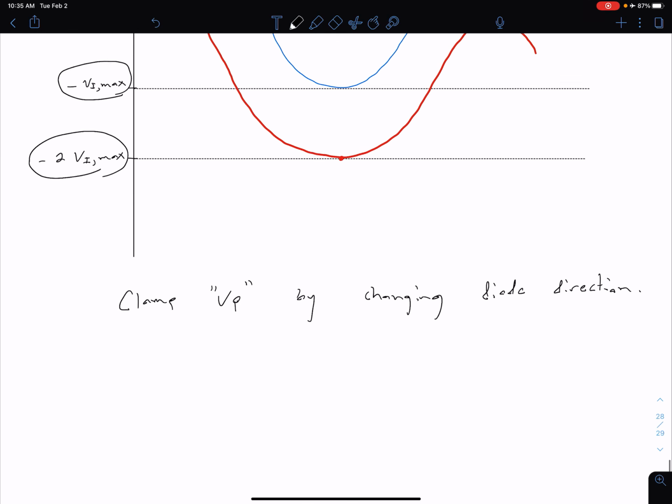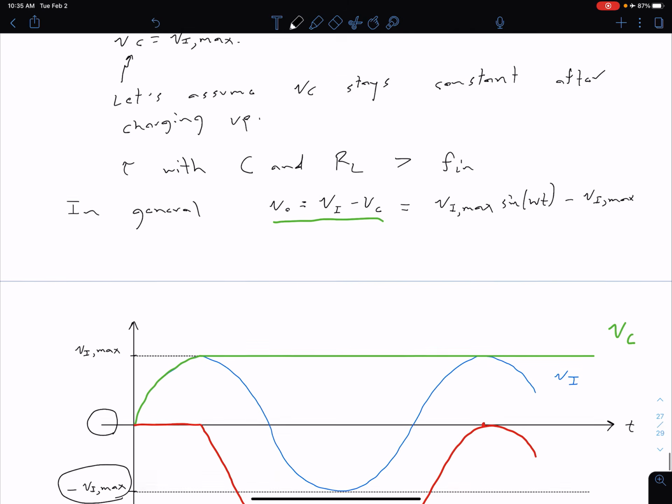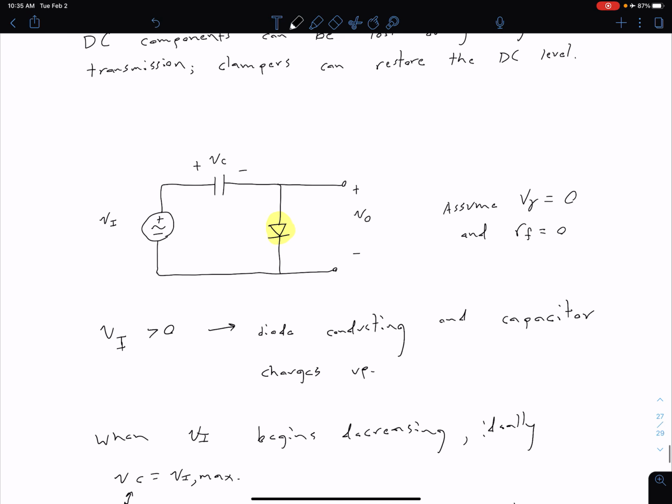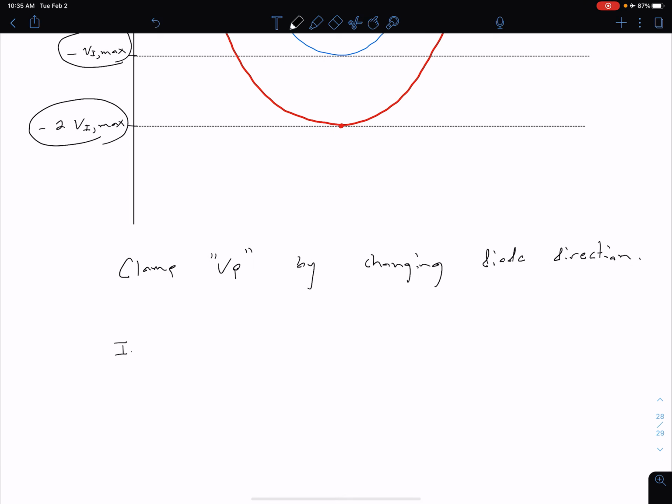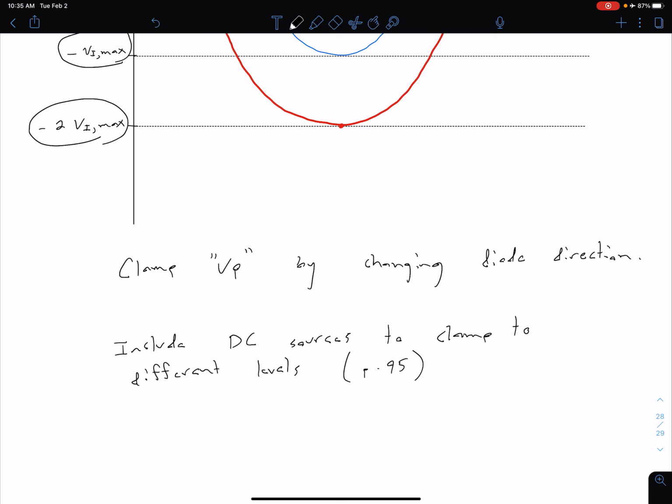And then one other thing that we can do is we can also include DC sources in the circuit to clamp to different levels. If you want to see an example of that, you can look on page 95 in the textbook, and that explains that in a little more detail.